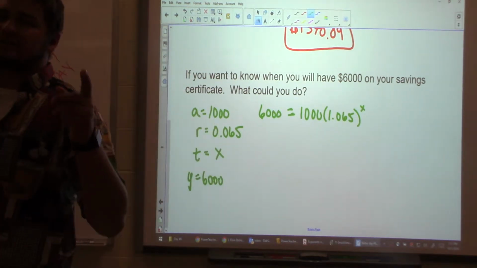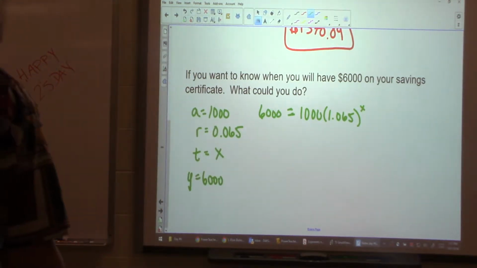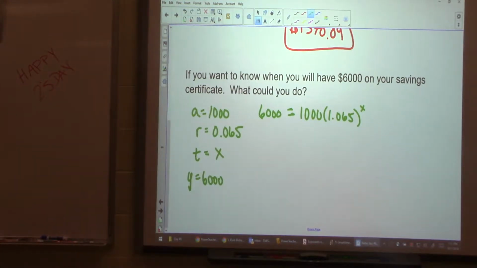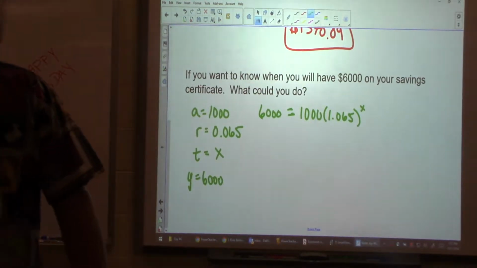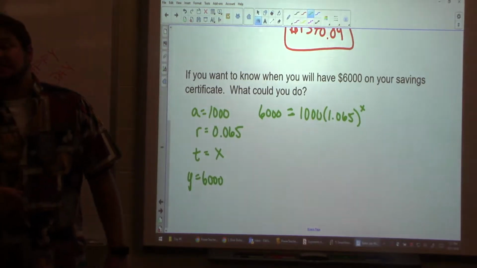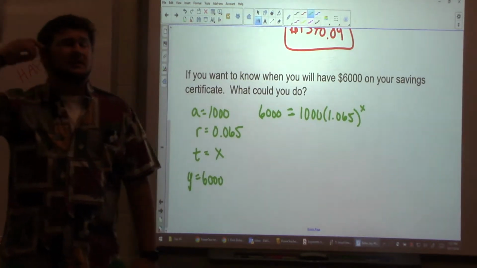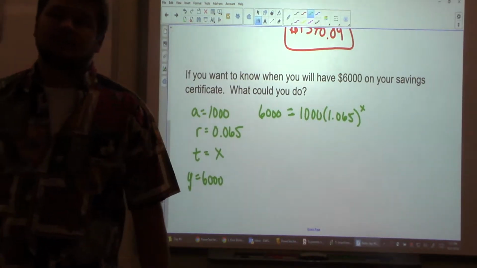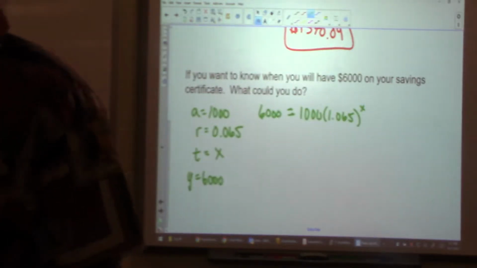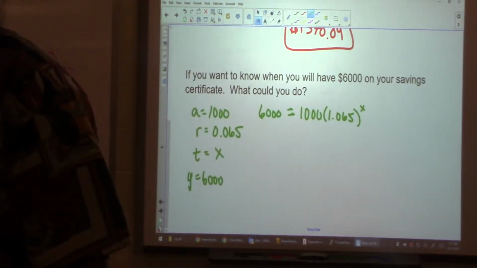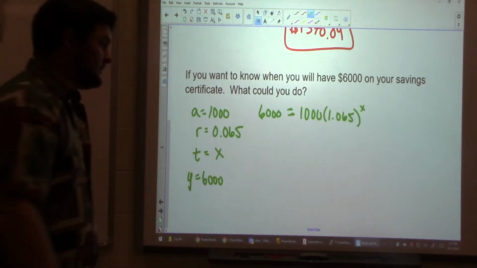Quick question before you start solving for x and get stuck. Do we know how to solve for a variable that's an exponent? No. At this current juncture in time, we do not. We'll learn how to do that next unit, I want to say. So for right now, we're going to use our calculators to help us solve a problem like this.